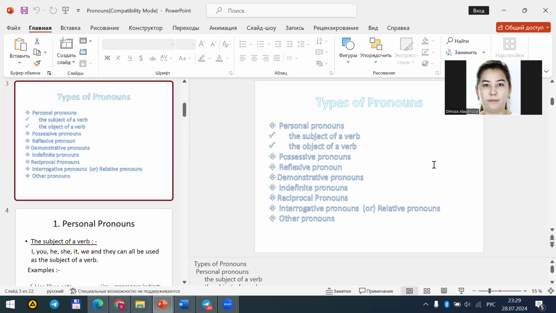For example, personal pronouns. Personal pronouns we could use as the subject of a verb or the object of a verb. The next type is possessive pronouns. Next one is reflexive pronouns. Next one is demonstrative pronouns. Indefinite pronouns, reciprocal pronouns, interrogative pronouns or relative pronouns, and other pronouns. They are all types of pronouns that are used in the English language.